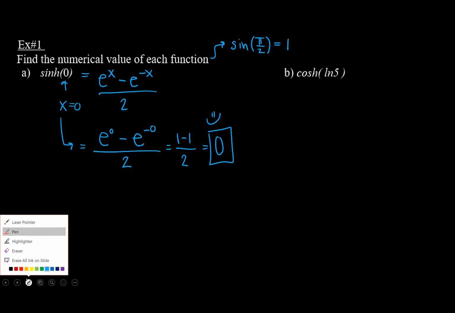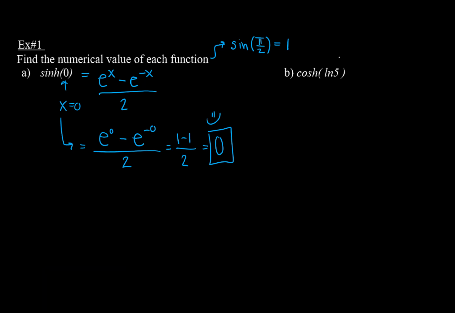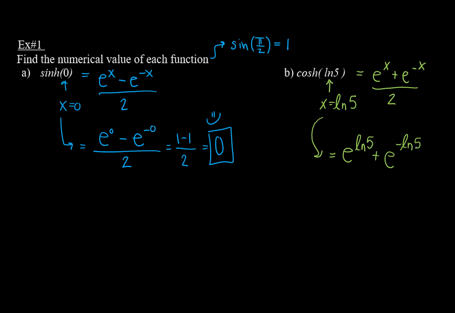All right, let's do this with a cosh. So I have the cosh of x, the cosh of the natural log of 5. So I'm going to do my work with x being equal to the natural log of 5. Remember that the formula for the cosh is e to the x plus e to the negative x divided by 2. So when I plug this into the formula, I'm going to have e to the natural log of 5 plus e to the negative natural log of 5, all divided by 2.